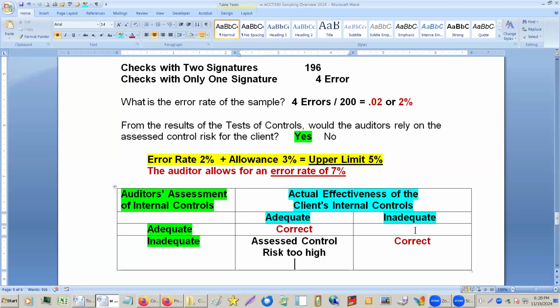Now, notice you're actually going to do extra work because the actual controls you could have relied upon. They were adequate. But you didn't know that. Your sample told you they were inadequate, so you didn't rely on them and you did this extra work. Okay, so this is an inefficient audit.